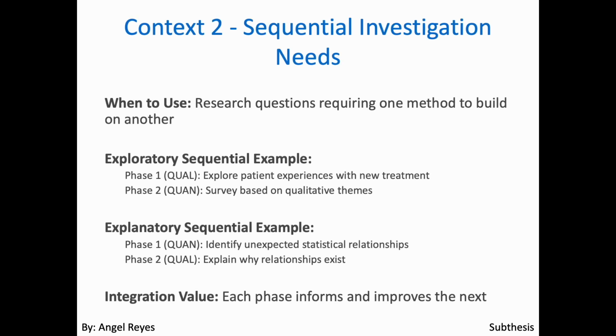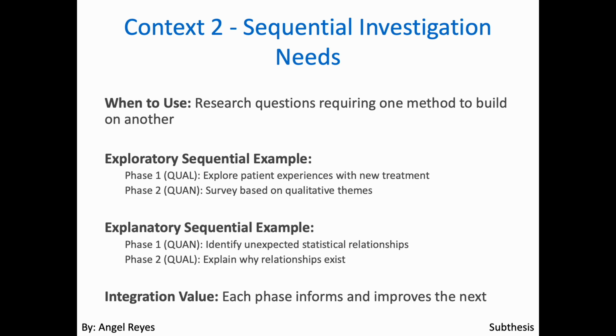Context 2 involves sequential investigation, where research questions require one method to build systematically on another. Exploratory sequential examples begin with qualitative exploration of unknown territory. Phase 1 might explore patient experiences with new treatments through in-depth interviews, identifying key themes, concerns, and unexpected outcomes. Phase 2 develops surveys based on these qualitative themes, testing their prevalence across larger populations.